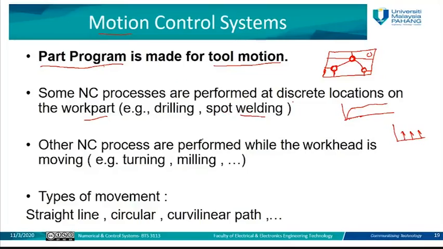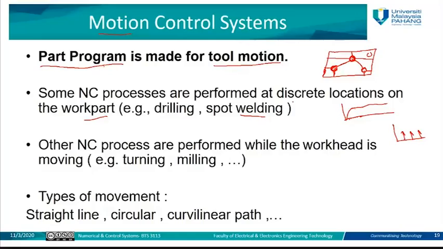Other NC processes are performed while the work head is moving. When we say discrete, that means I want to make a hole in this place, then I move to the other place, then I make the other hole. Between these two holes, there is no task to be performed. From this point to that point, the machine is not required to perform any task. So we call it discrete.